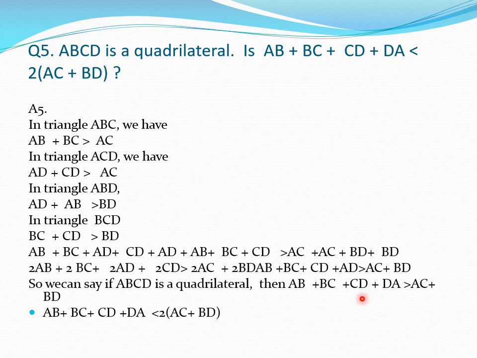Children, if AB plus BC plus CD plus DA is greater than AC plus BD, then if you multiply the right side, we have to multiply all the terms of the left side also. But if you are not multiplying, what will happen? The right side will be greater than the left side. So it is given in the question, and the statement becomes like this. Okay, children.